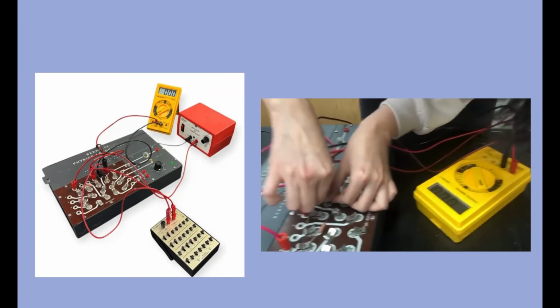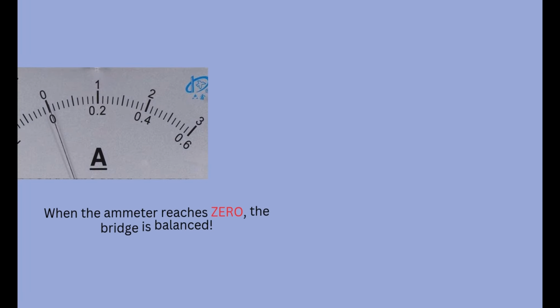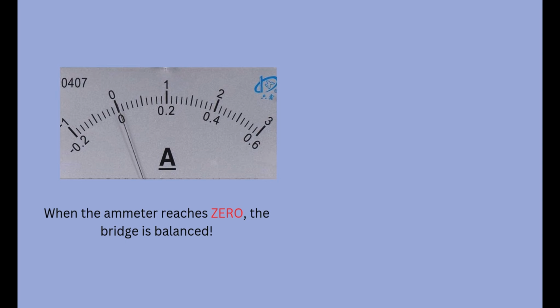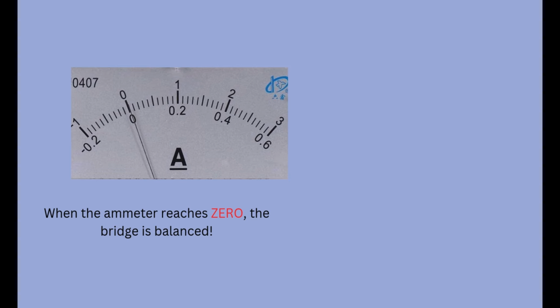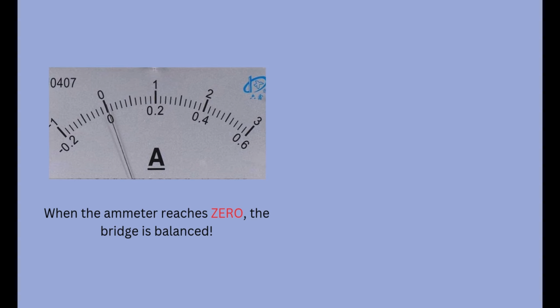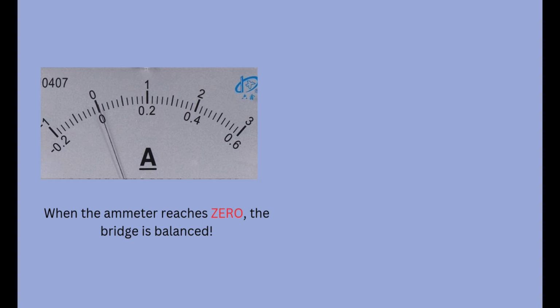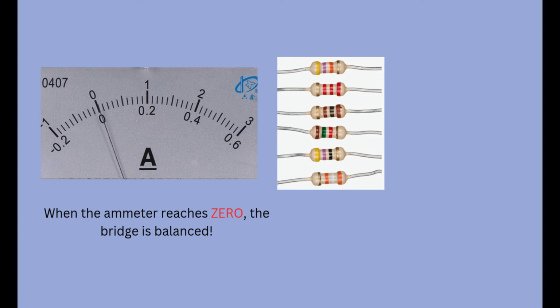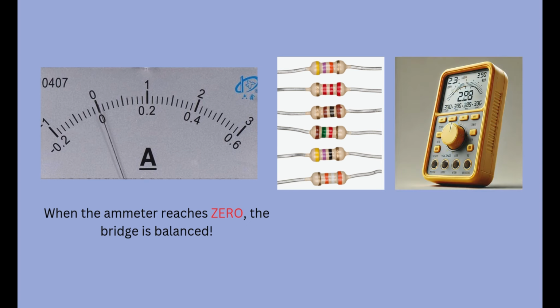As we adjust the resistors, we'll keep a close eye on the ammeter. When the value on the ammeter reaches zero, we will know that the bridge is balanced. At this point, we can use the known values of the resistors to calculate the value of the unknown resistor. We'll repeat the process several times, adjusting the resistors each time to get an accurate reading. We will also record the values of the known resistors and the corresponding readings on the voltmeter. This data will help us verify our calculations and ensure the accuracy of our results.